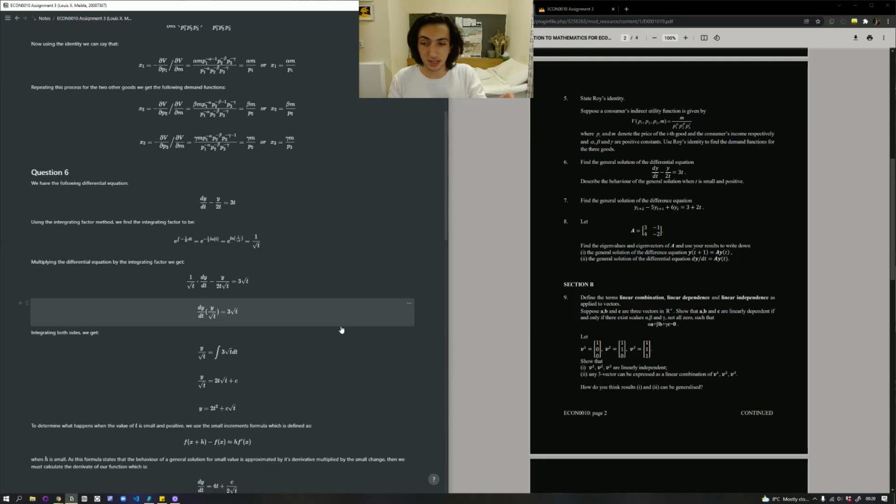we integrate both sides. So you get y over root t, which is equal to the integral of 3 root t dt. This gives you y over root t is equal to 2t root t. At least I think it is. Which I think I got that, yeah.